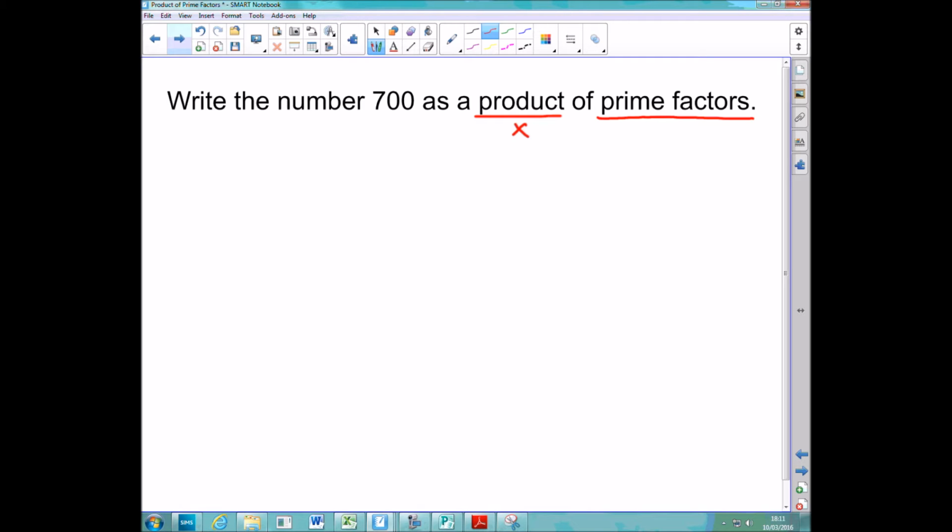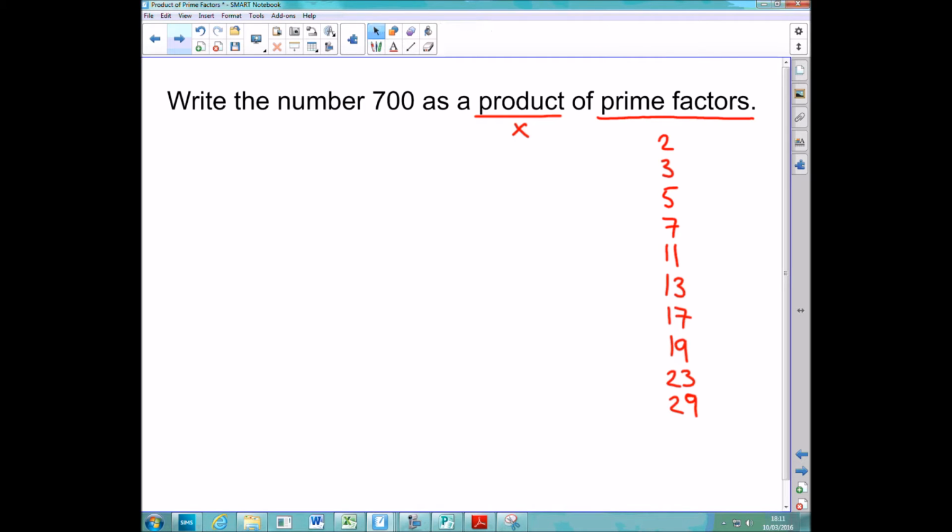Now, if you don't know your prime numbers, then I suggest you learn them. I'm going to write them out now, and I suggest that you learn the first 10, because most of the time that will be sufficient for you to be able to answer any of these questions. So the first 10 prime numbers are 2, 3, 5, 7, 11. Notice I didn't have 9 there because 9 can be divided by 3. 13, 17, 19, 23, and 29.